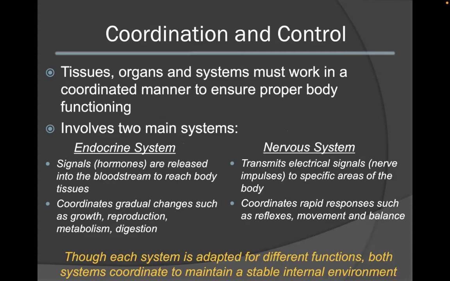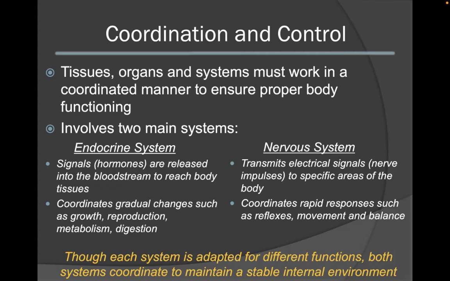Tissues, organs, and systems have to work together in a very coordinated manner in order to ensure proper functioning of the body for the organism. This involves two main systems: the endocrine and nervous system. Within the endocrine system, signals called hormones are released into the bloodstream to reach various target tissues. The endocrine system is responsible for coordinating gradual changes, such as growth, reproduction, metabolism, and digestion.